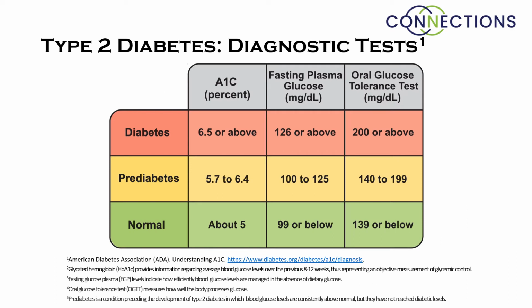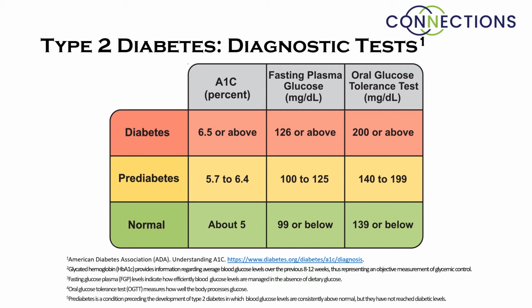The American Diabetes Association, ADA, has set specific criteria for the diagnosis of this disorder. Typically, 3 different lab tests are used in the diagnosis of diabetes: glycated hemoglobin A1C, abbreviated A1C, fasting plasma glucose, or FPG, and oral glucose tolerance test, or OGTT. Each test provides different pieces of information that can guide a medical health professional in establishing a diagnosis.